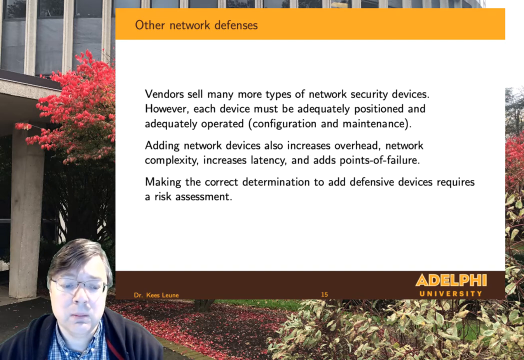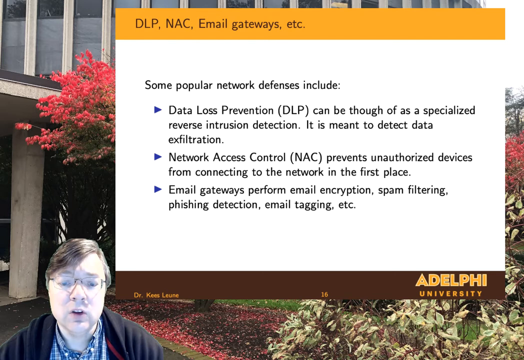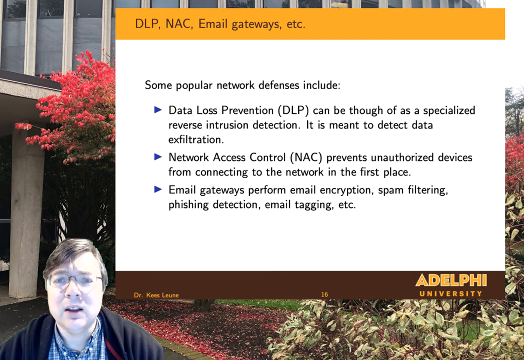That determination depends on the circumstance you're in. Some of the more popular ones are DLP, data loss prevention. You can think of it as a reverse intrusion detection, where an IDS is typically concerned about traffic coming onto the network. DLP is interested in recognizing traffic leaving the network that shouldn't be leaving the network and alerting on that. So it's a good tool to detect data exfiltration.